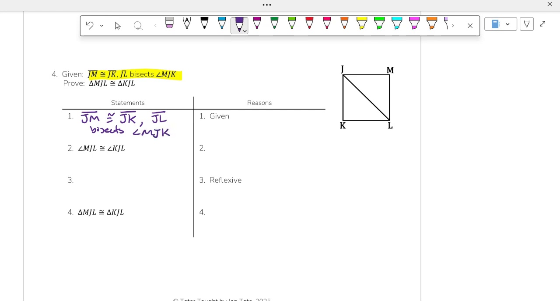So remember, if the reason's given, you're just repeating the given statements. So I'm just going to mark what they already said. So they said that JM and JK are congruent. And they also said that JL bisects this big angle right here.